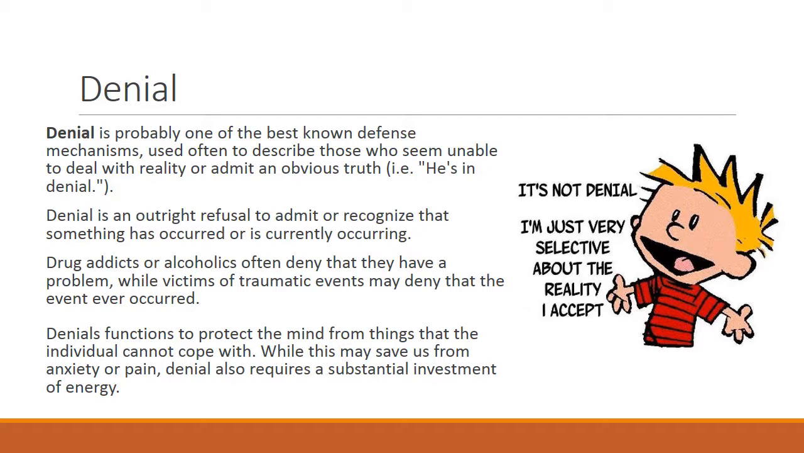A lot of times people will deny the traumatic event because it's easier than having to accept that it happened. So if someone is groped at the subway, or if their boyfriend or girlfriend gets a little rough with them, they move into a denial stage saying, no, we were just messing around or joking around. Denial functions to protect the mind from things that the individual cannot cope with. While this may save us from anxiety or pain, denial also requires a substantial investment of our energy.